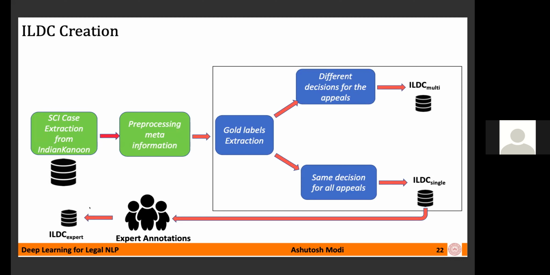In the first step, we extracted all the Supreme Court cases spanning from 1947 to April 2020 from a website called Indian Kanoon. Indian Kanoon is a legal search engine for Indian law. It provides access to millions of central laws and Indian judgment documents, basically.